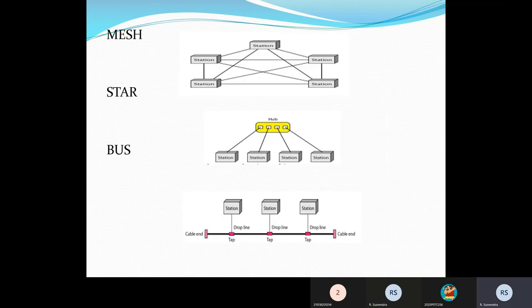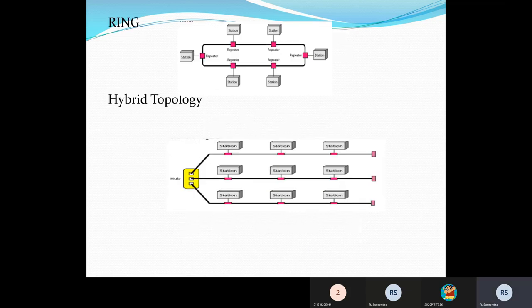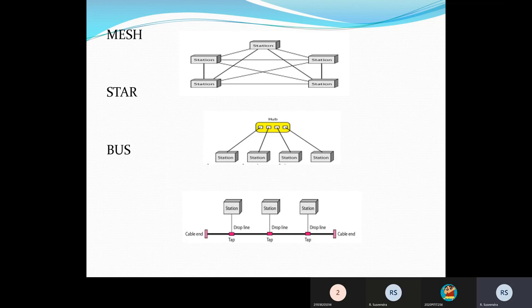As I said, the mesh is a combination of a bus and a ring topology. It will be constructed in a meshy way. The star topology will be like this, from one station, two station, three station, and then 1, 2, 3, 4. Like that, from that it will connect to one or two more stations. But in bus, it is connected in a linear method.